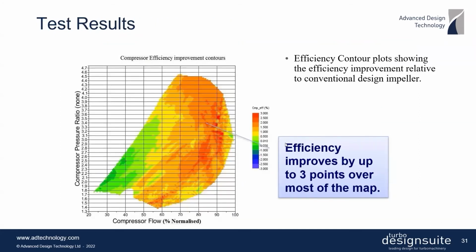And then what you see here is the test data. What this plot shows you is the improvements in efficiency between the inverse design and the baseline as measured in the test facility over the map. And as we can see, over a large part of the map, we are actually getting 2.5 to 3% points improvement in the efficiency of this impeller.